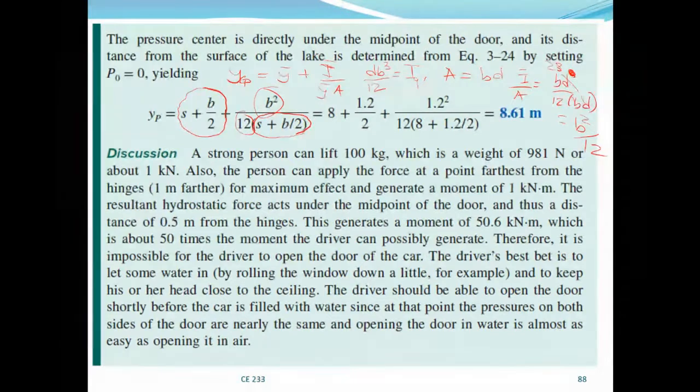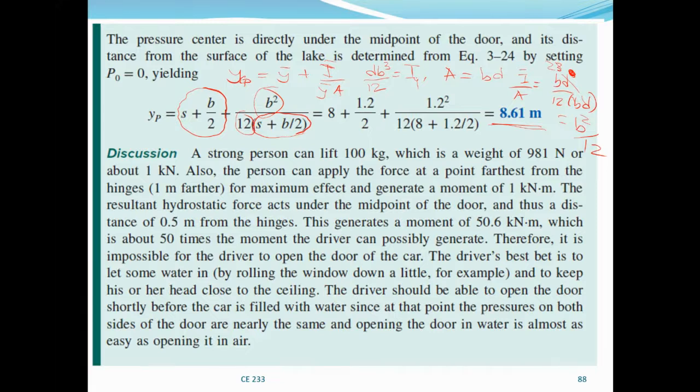I is DB cubed over 12, which you can find from the formula at the end. So that is not a big deal. It's not something that you have to derive. Okay. And then when you substitute, you find the center of pressure to be at 8.61, which is below the centroid.